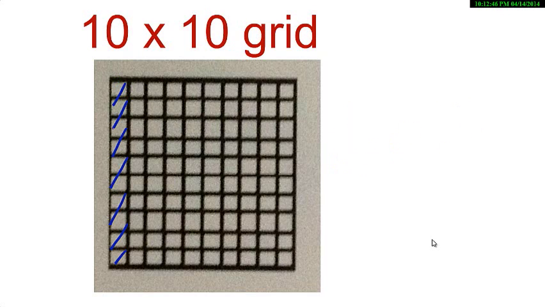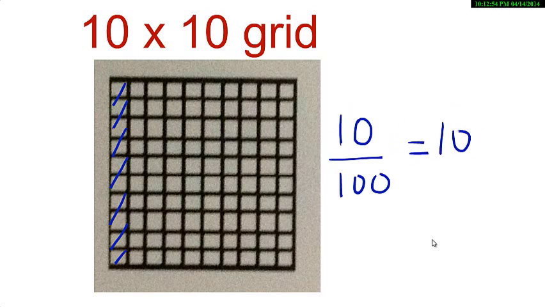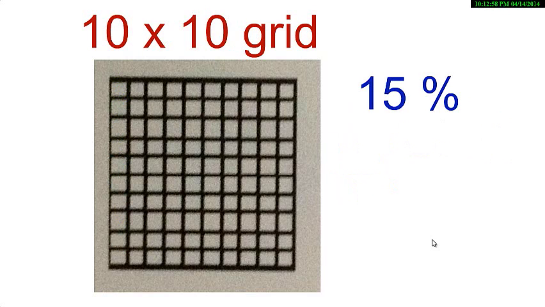What does this picture represent? I have shaded 10 squares. Is it not 10 by 100 or 10%? How will you represent 15% in this grid? Yes, by shading 15 squares out of 100 squares, we can represent 15%.